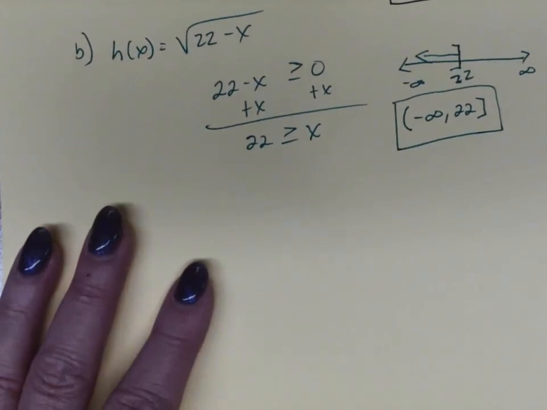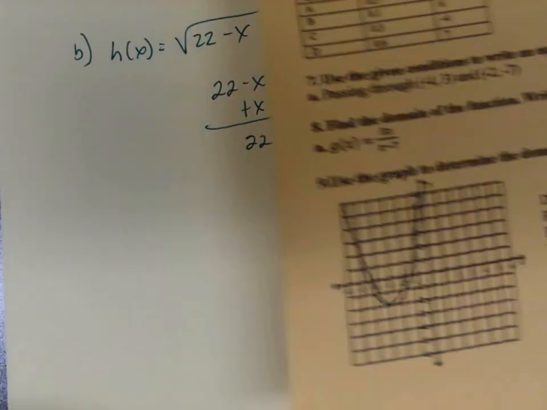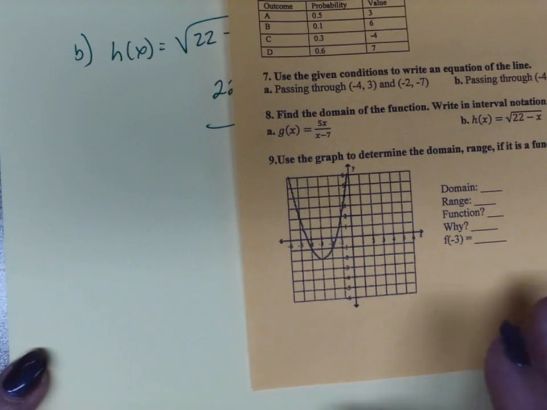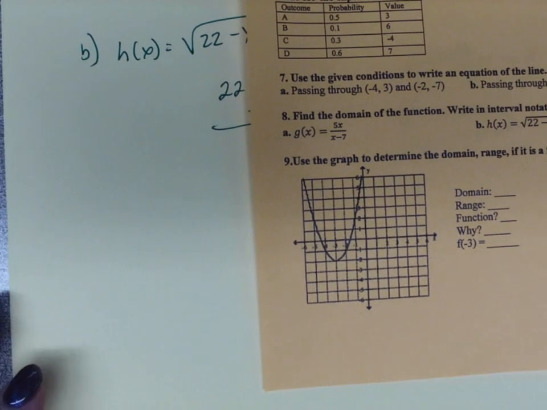All right. Our next question is number 9. And on number 9, we're going to look at our graph and determine some items.